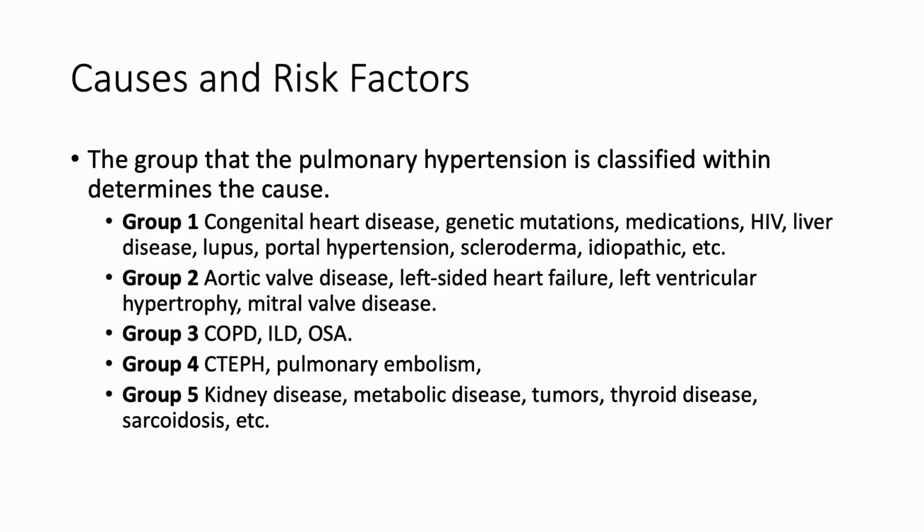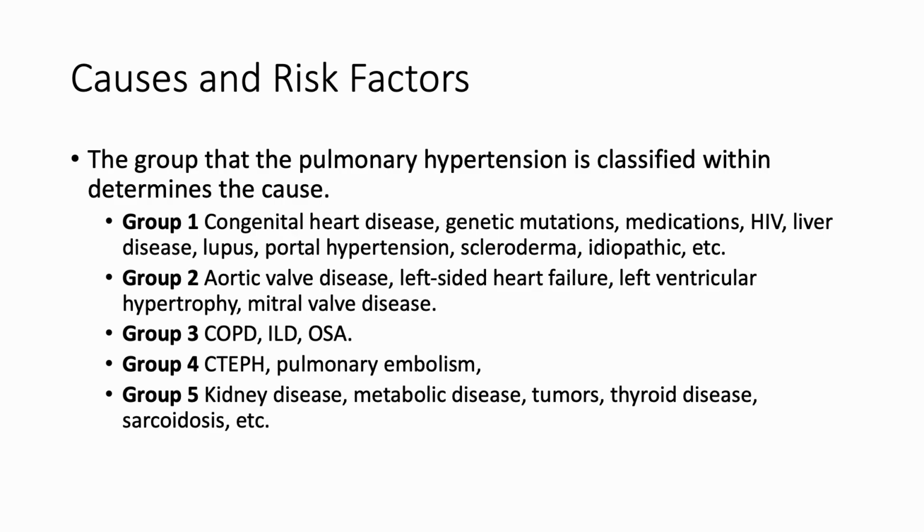Causes and risk factors of pulmonary hypertension are determined by the group that they are classified within. Group 1 is reserved for those idiopathic reasons. Often we see congenital heart disease, medication toxicity or medication induced, and then other diseases such as HIV, liver disease, scleroderma, portal hypertension, things like that.